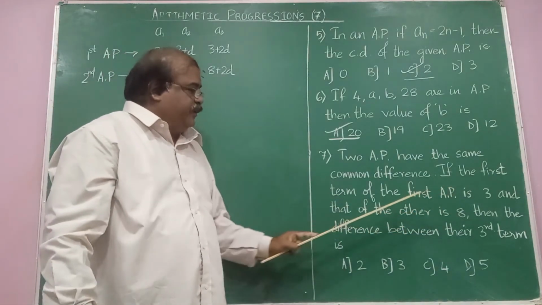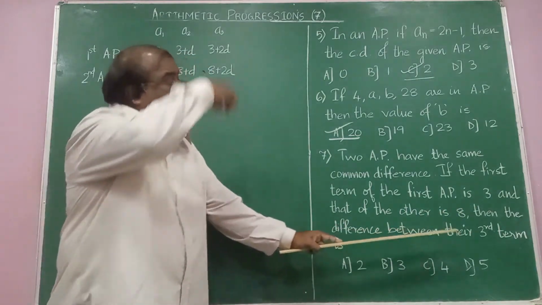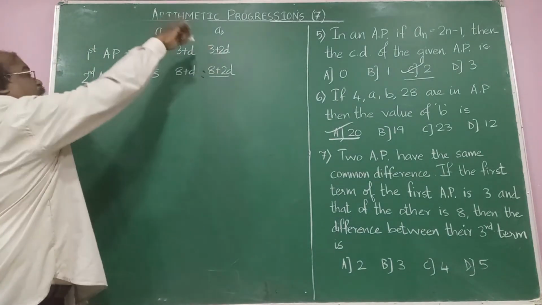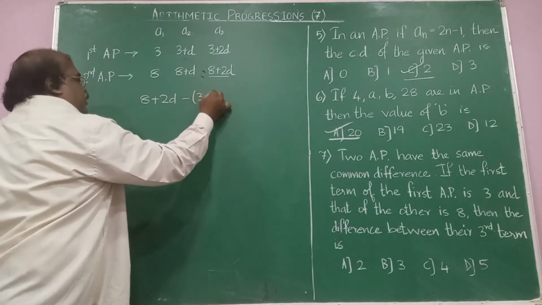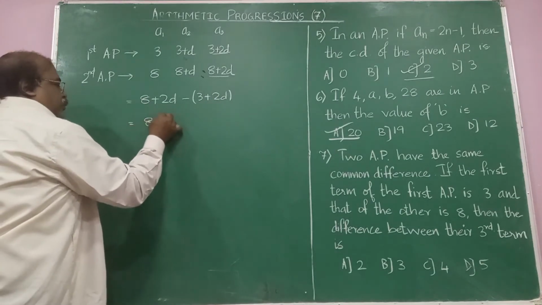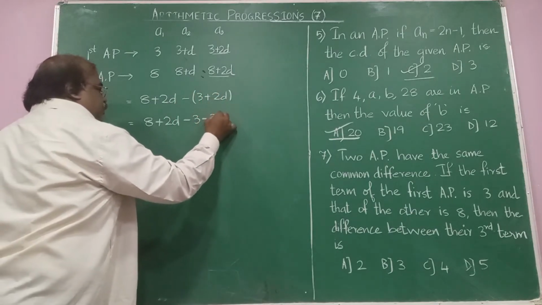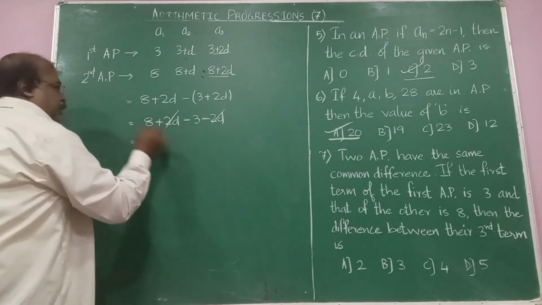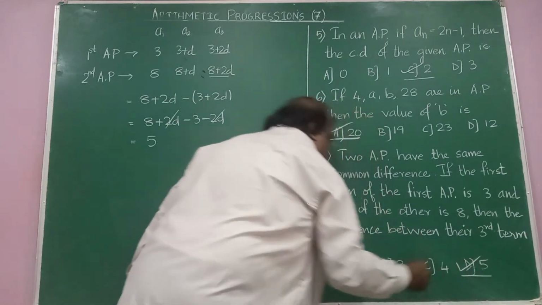What is my question? If the first term of the AP is 3 and that of the other is 8, then the difference between their third terms, difference between this term and this term: 8 plus 2d minus of 3 plus 2d. Plus 2d and minus 2d cancel. 8 minus 3 is 5. What is the difference? The difference is going to be equal to 5.